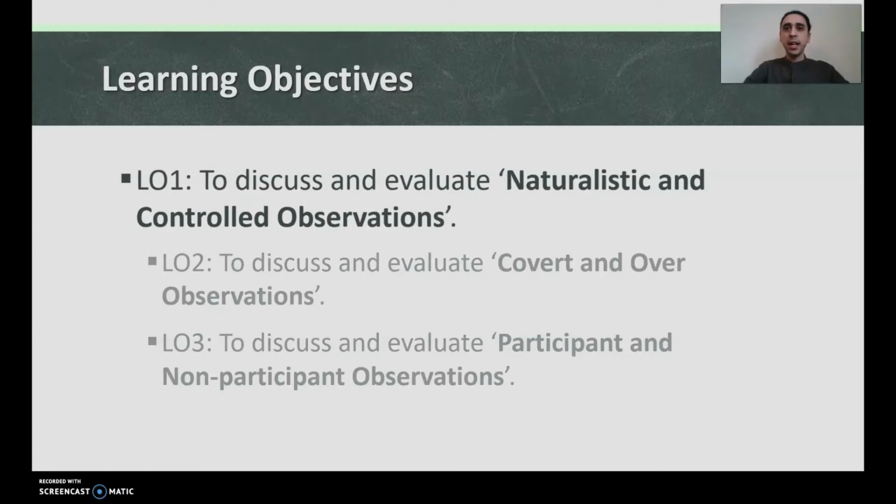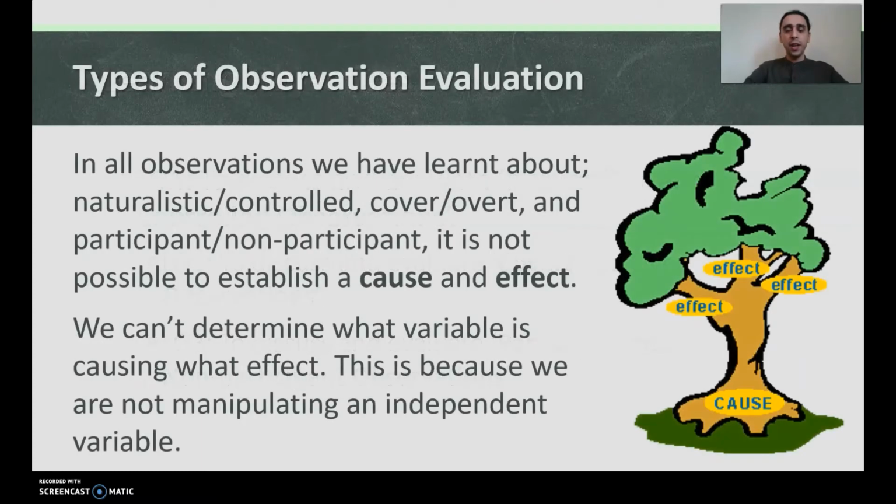Discuss and evaluate naturalistic and controlled observations. In all observations, regardless of which observation we're looking at, we have learnt about naturalistic, controlled, covert, overt, and participant and non-participant. It is not possible to establish a cause and effect. What that means is, if you were to find that there was a positive relationship between two variables, to give an example, you could say exercise and sleep.